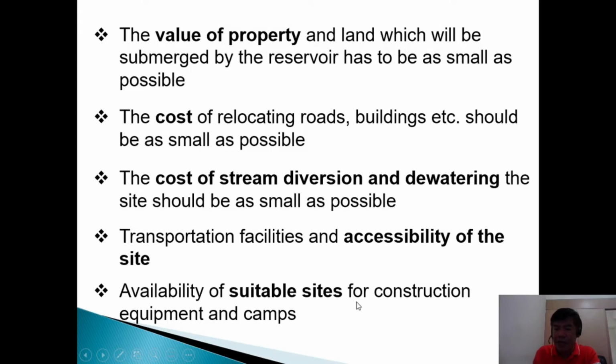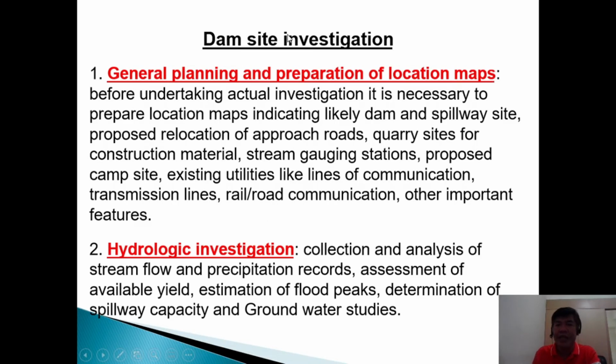Availability of suitable sites for construction equipment and camps, especially if it is a big project. So of course the people and the equipment should be located on site. So here are the dam site investigations. What do we need here? Of course, this is the preliminary stage wherein you are going to investigate first. Number one is the general planning and preparation of location maps. So the team should have those location maps.